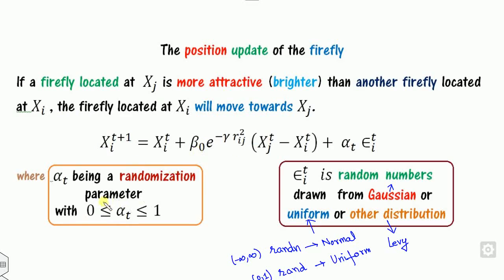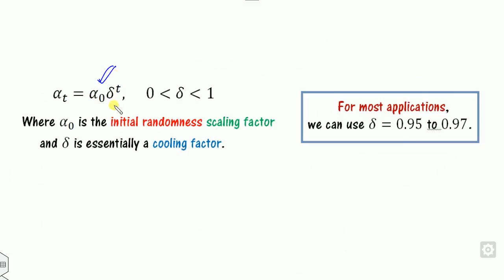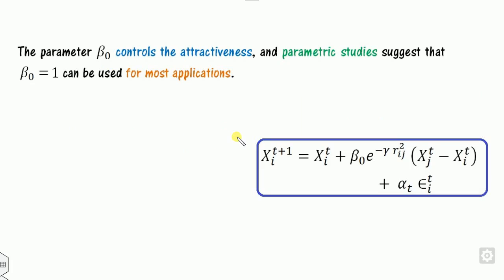Now, alpha t is the random parameter, which can be defined this way. Alpha 0 is the initial randomness. Delta is most probably defined this way. Small t is my iteration counter. We will set the same alpha t in our MATLAB program. We will see that. So this is the meaning of this.